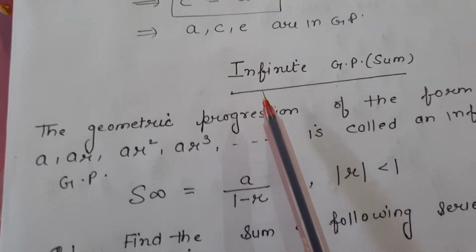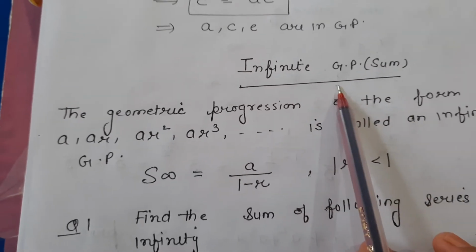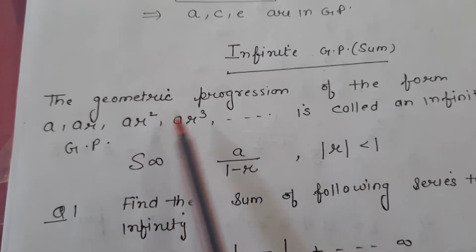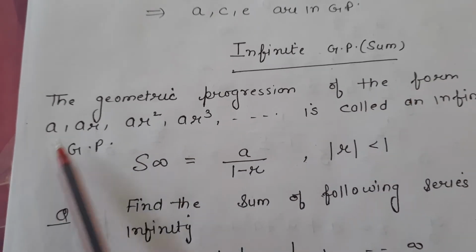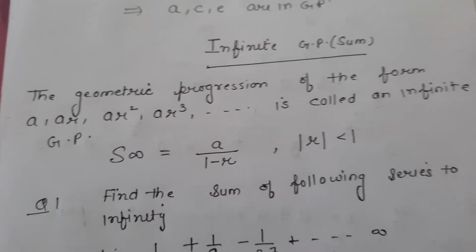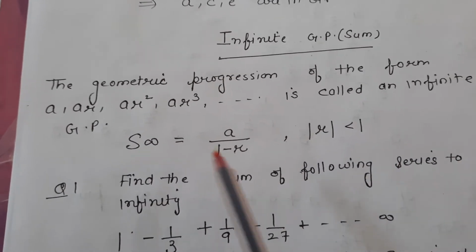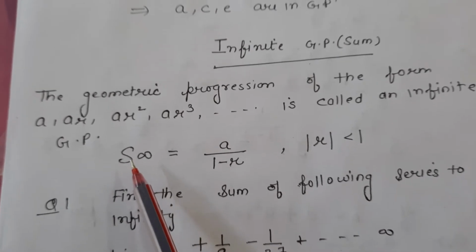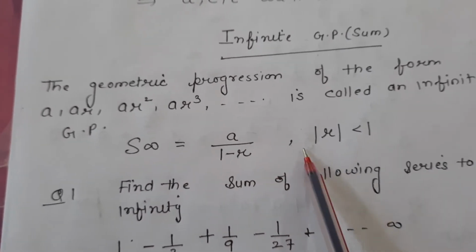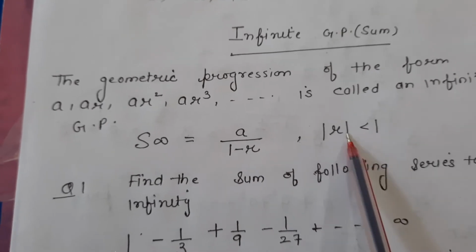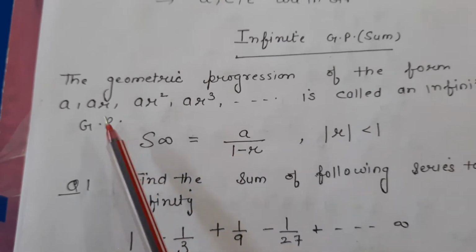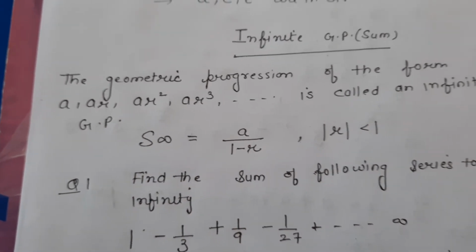Next topic from the supplementary part is infinite GP. You have to find the sum of infinite GP in this exercise. Now the geometric progression of the form A, AR, AR square, AR cube up to so on infinity is called an infinite GP, and the formula to find the sum of infinite GP is A upon 1 minus R. Here the mod of R, mod of common ratio, is always less than 1, because if the common ratio is more than 1, the sum is going to be infinite, right?